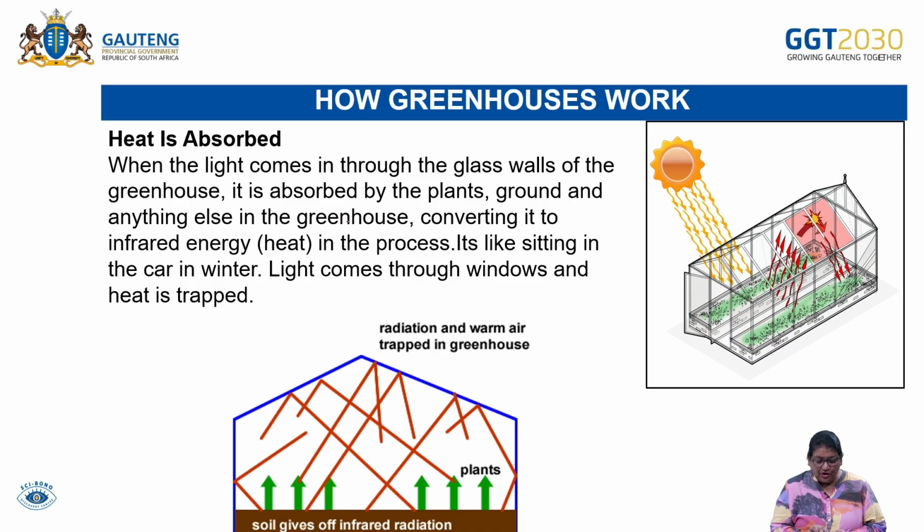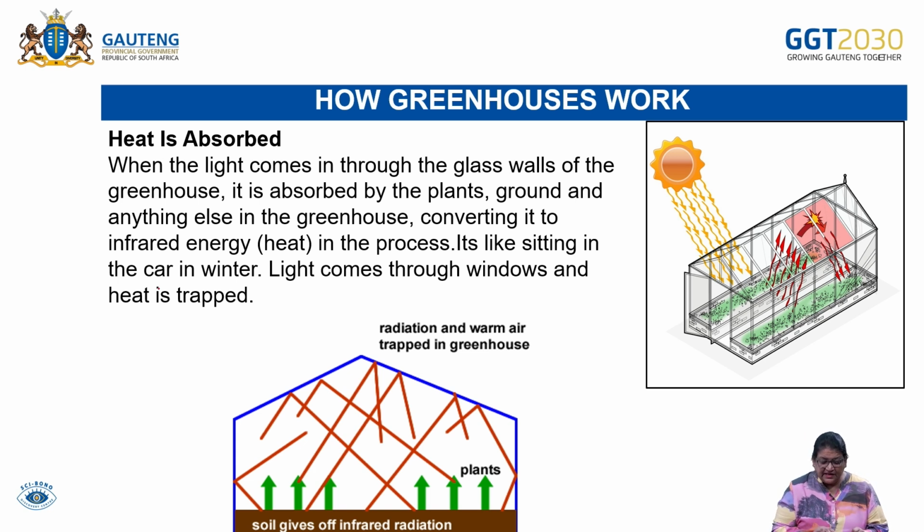Then the light is also absorbed by the plants, by the ground, and anything else in the greenhouse. So the light gets absorbed, converting it into infrared energy. And what is infrared? It is actually heat. So heat energy and light energy are two different things. Okay? A heater gives off light, and it also gives off heat. Even a lamp, it will give off light, and if it's on for a very long time and you touch the bulb, it's very, very hot. So each of those are energies. So light energy has a different wavelength, and heat energy has a different wavelength.